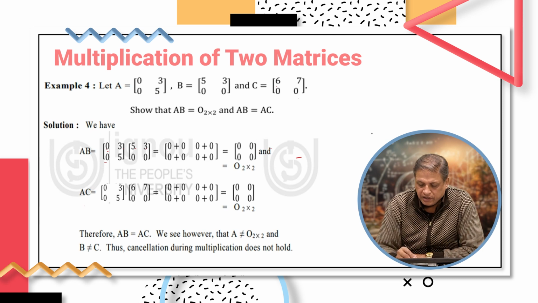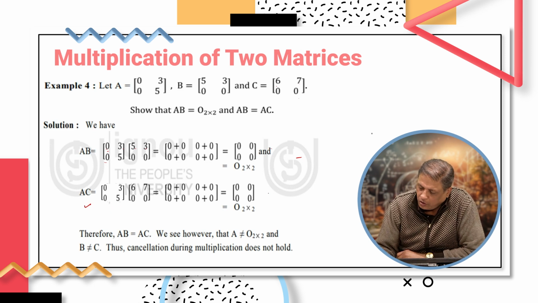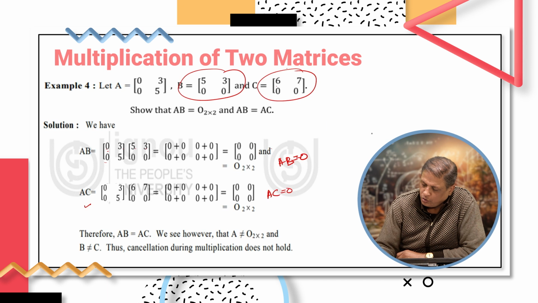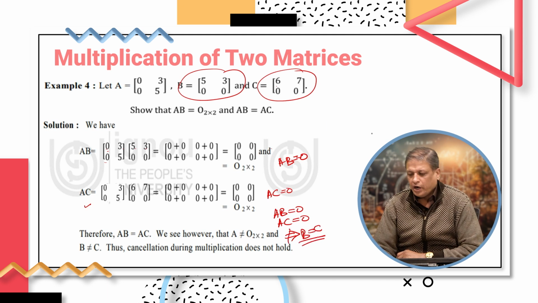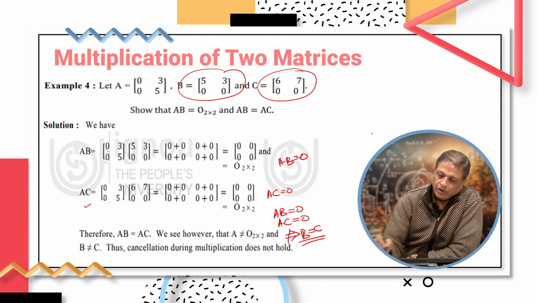Now we calculate AC. On the same lines, we find that AC is also equal to 0. We find that AB is also equal to 0, but we can see that B is not equal to C. So if AB is equal to 0 and AC is equal to 0, this does not imply that B is equal to C. I hope you understand this.